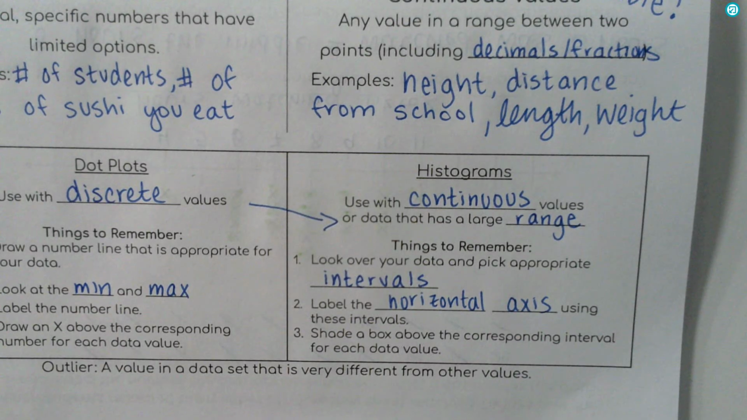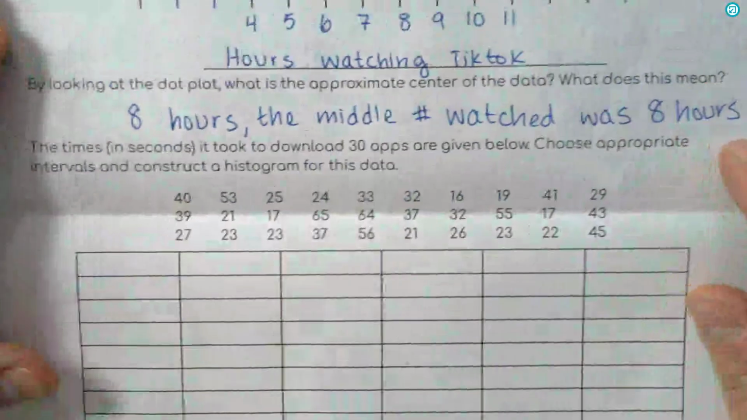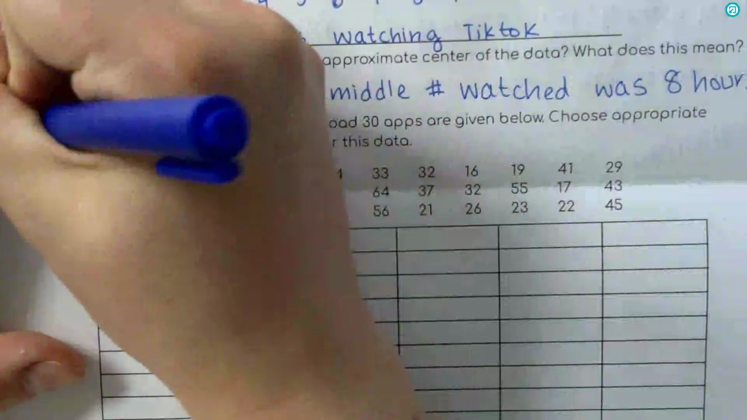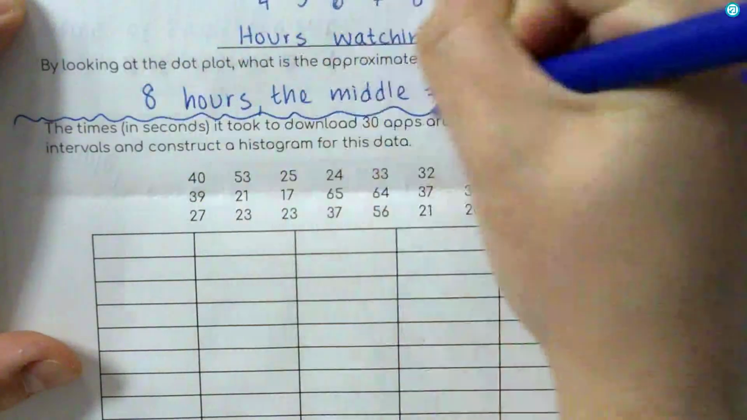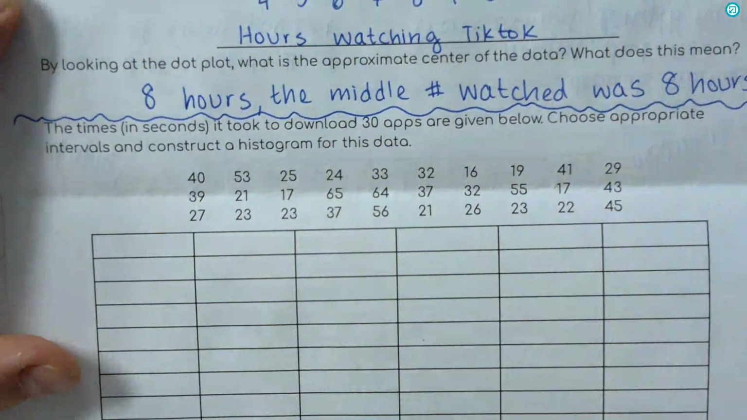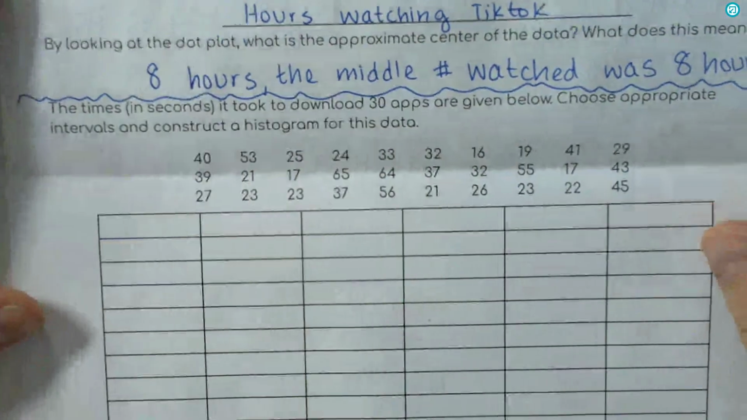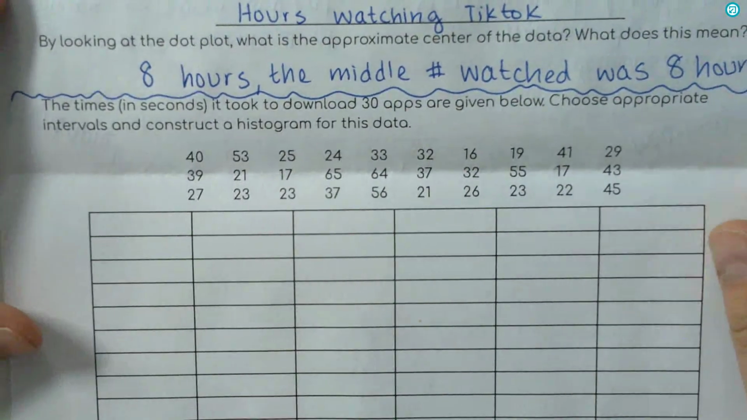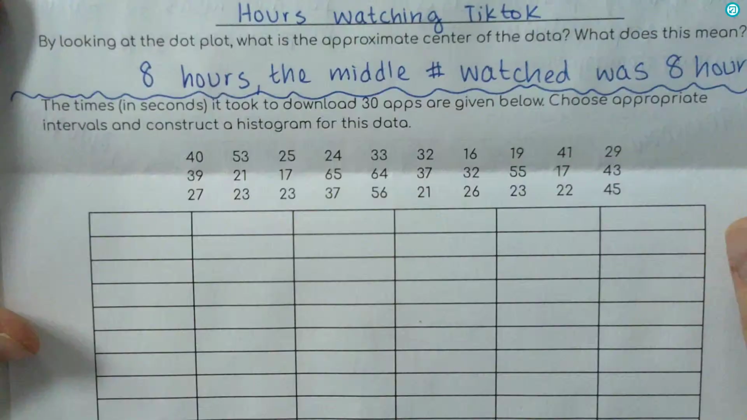Okay, so flip this open. We got one histogram to make, and then we will be done with notes. So these kind of bled together. This is where one ends and one starts. The times in seconds it took to download 30 apps are given below. Choose appropriate intervals and construct a histogram for this data.